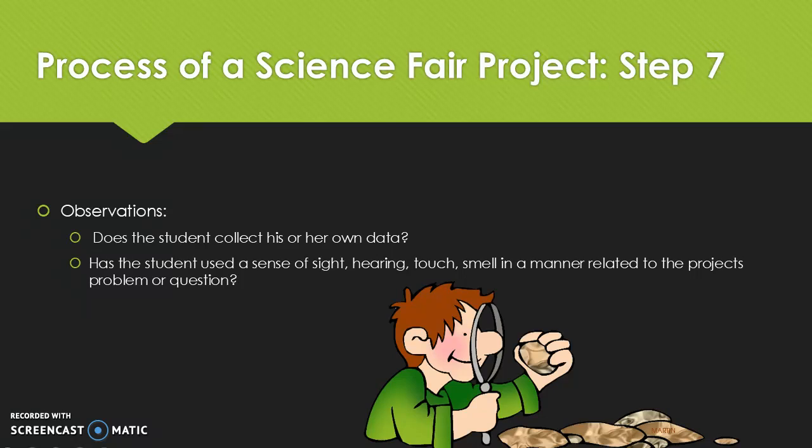Step 7, observations. Does the student collect his or her own data? You always want them to collect their own data and have their proof of their data. Has the student used a sense of sight, hearing, touch, smell in a manner that is related to the project's problem or question?